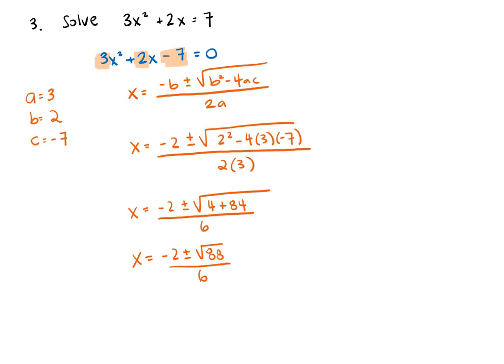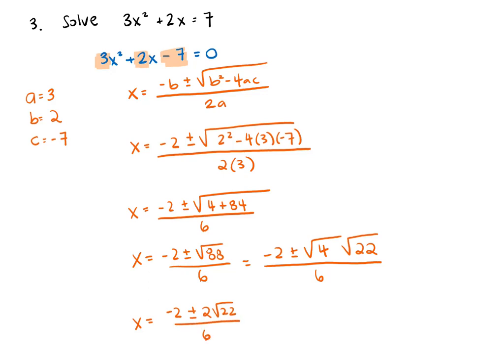We're going to simplify 88. I know that 4 goes into that, and 4 is a perfect square. And then that would go in 22 times. 22 is divisible by 2 and 11, both of which are prime, so I can't simplify that anymore. So what I can do is take the negative 2 plus or minus the square root of 4 is 2, rad 22 over 6. And I'm going to factor out the 2.